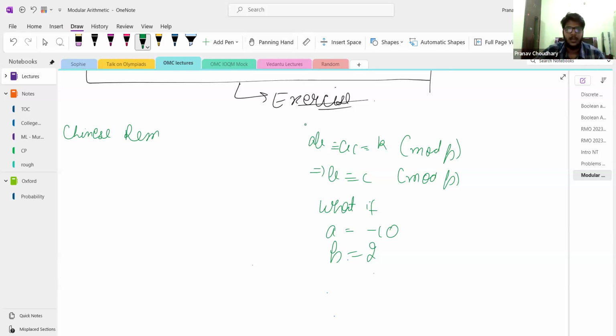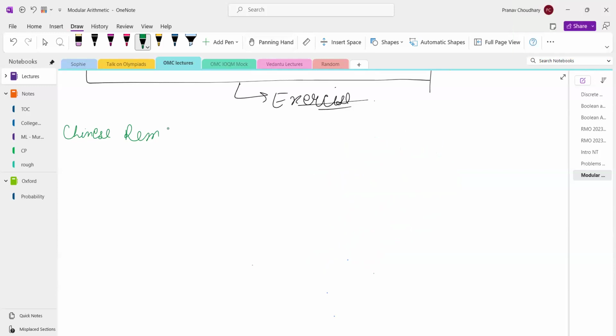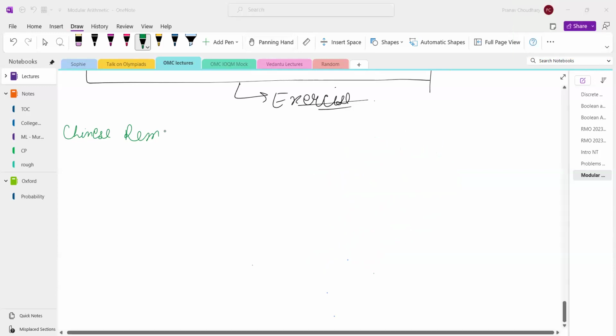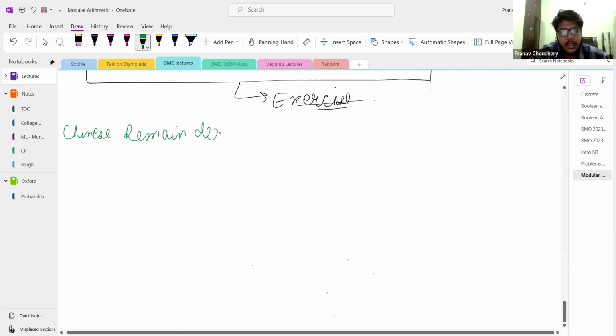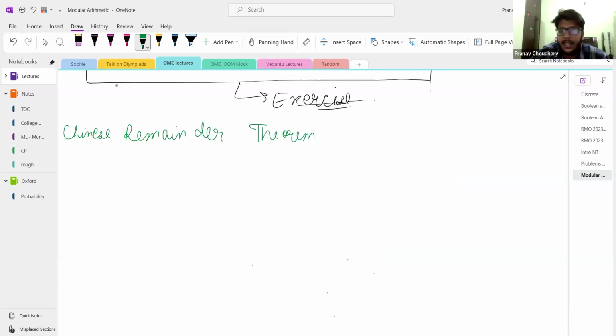Right. So let's move on now to Chinese remainder theorem. The name sounds fancy. I don't know why it's called Chinese. I'm guessing it was just found by Chinese. So yeah, we don't care about that.